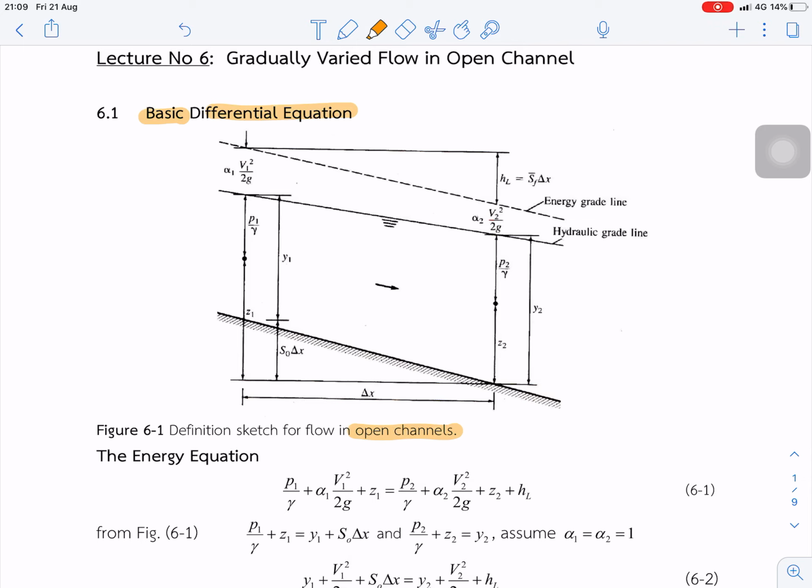You can look at this line, which represents the hydraulic grade line, or HGL, and this line represents the energy grade line, EGL. And there is an SF. SF in this case, SF bar, is the slope of the energy grade line.